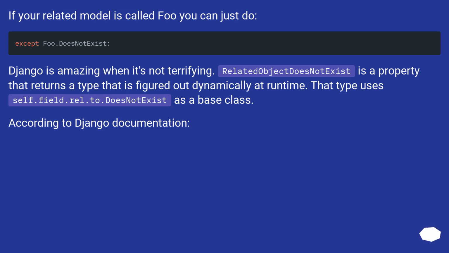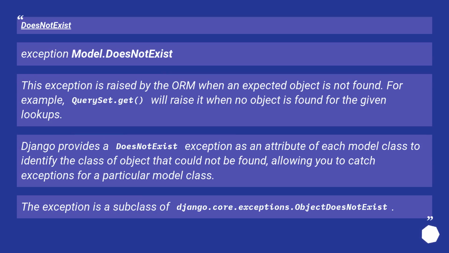According to Django documentation, the DoesNotExist exception, Model.DoesNotExist: this exception is raised by the ORM when an expected object is not found. For example, QuerySet.get will raise it when no object is found for the given lookups. Django provides a DoesNotExist exception as an attribute of each model class to identify the class of object that could not be found, allowing you to catch exceptions for a particular model class. The exception is a subclass of django.core.exceptions.ObjectDoesNotExist.